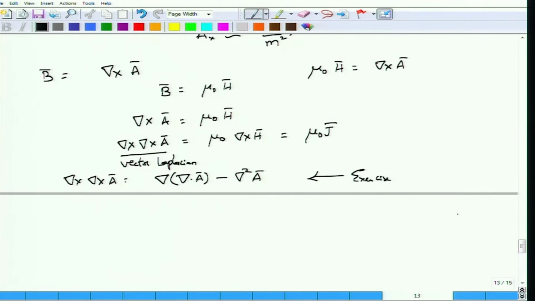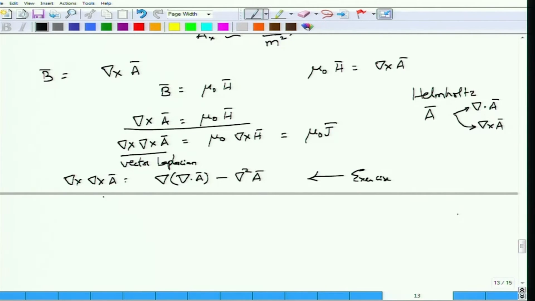Now, we can simplify this expression by choosing an appropriate value for del dot A. There is a theorem called Helmholtz theorem, which tells us that any vector field A is uniquely determined if we give both the divergence of the field as well as the curl of the field. The curl of the field we have already given. Curl of the field is mu 0 into H. So, if we specify del dot A, and we are free to choose whatever specification we want in this case, then we have completely specified this vector potential A.